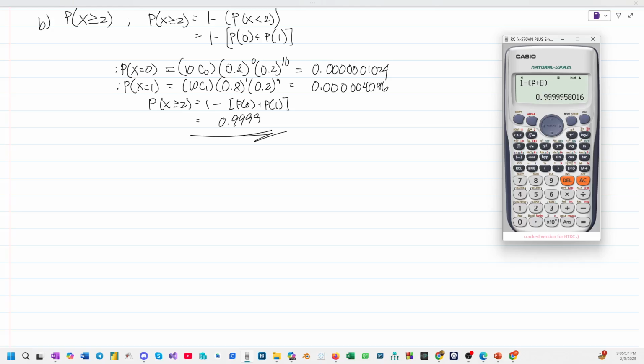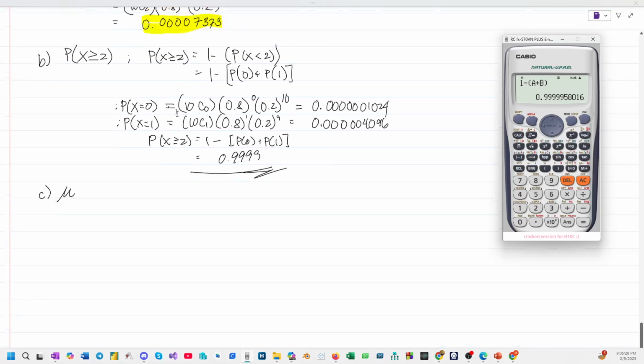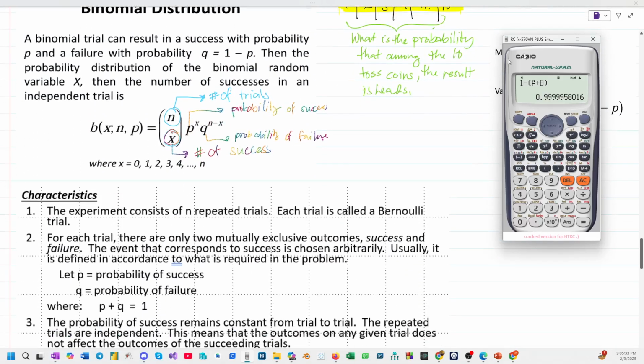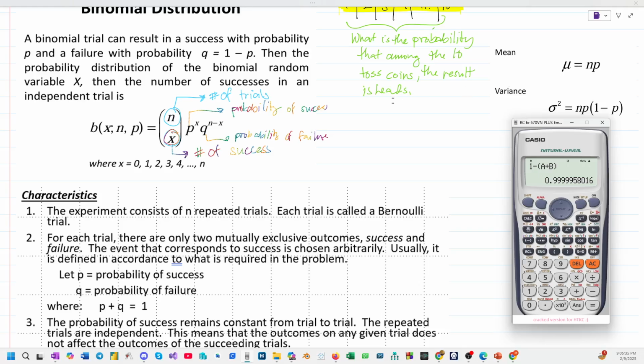Okay, so let's go to letter C. So, what is the average number of shots to hit the target? So, solving for mu, ano yung mu natin? Equal siya sa NP, di ba? NP. Mu is equal sa NP.